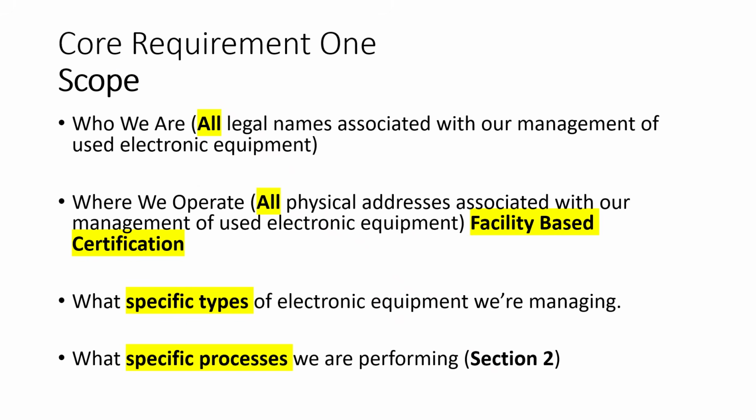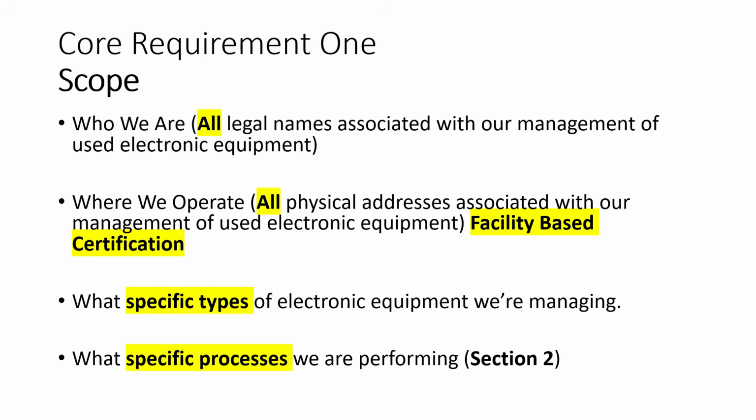For requirement 1, scope, this is going to be a big one. This is where we formally declare as a business, or an R2 company, who we are, which would include all legal names associated with our management of used electronic equipment, where we operate, and all physical addresses, buildings, or suites associated with our management of used electronic equipment. Keeping in mind that R2 certification is facility based, meaning the facility is what's getting certified, not the company.